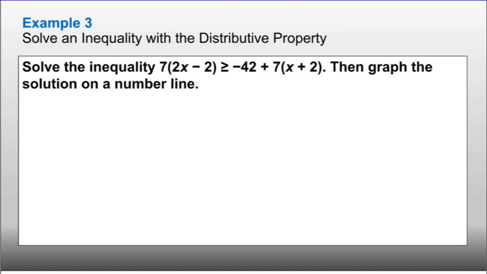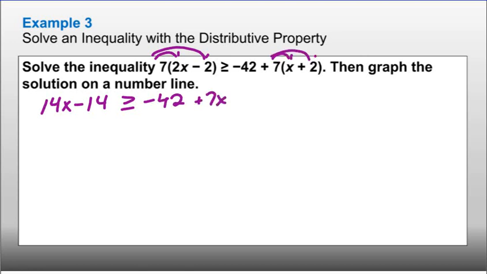So first thing I need to do is distribute, so I get rid of my parentheses. So this gives me 14x minus 14 greater than or equal to negative 42 plus 7x plus 14. Next step is to add like terms on each side. So 14x minus 14 is greater than or equal to negative 42 plus 14, which would give us negative 28, plus 7x. Then we get all of our x's to one side.